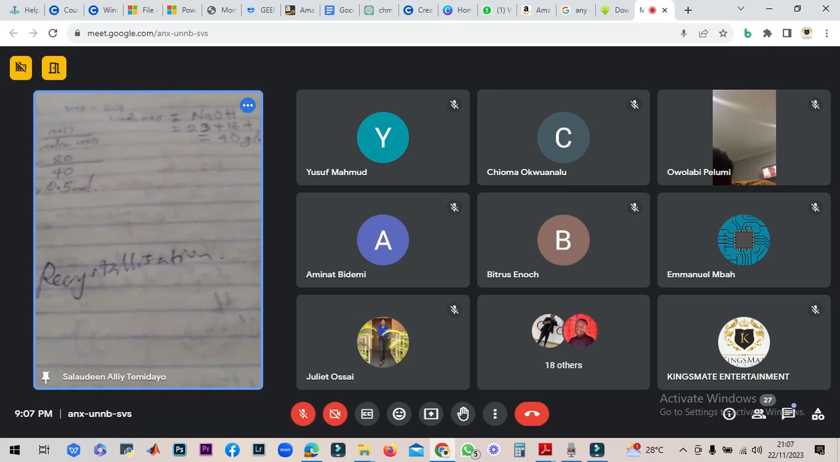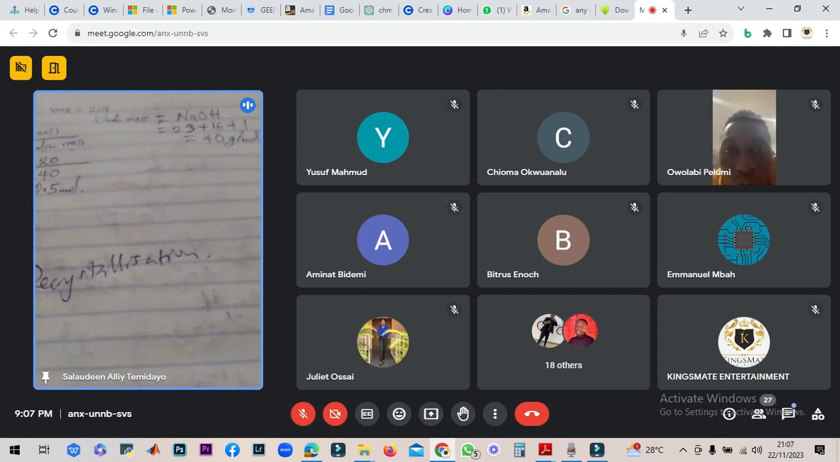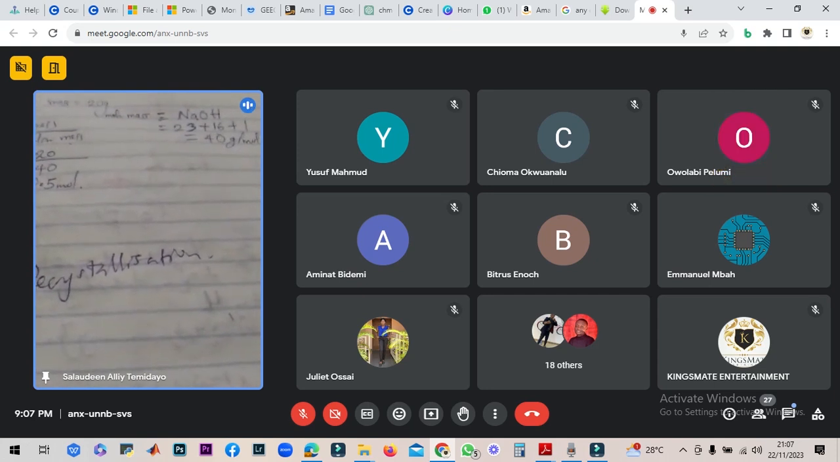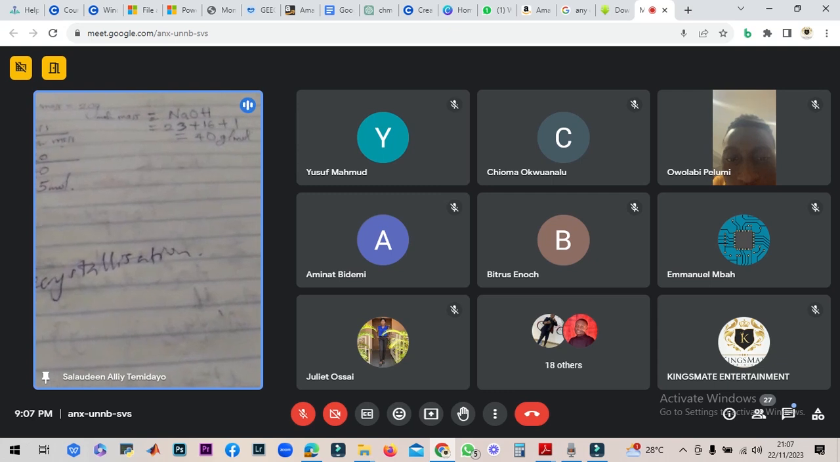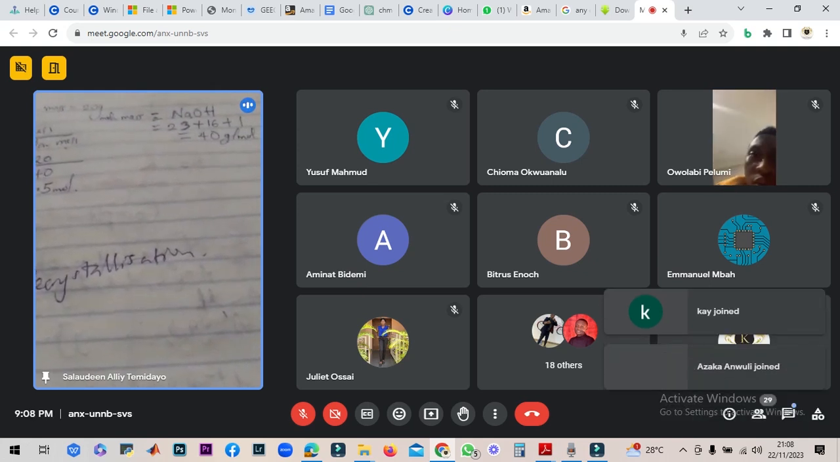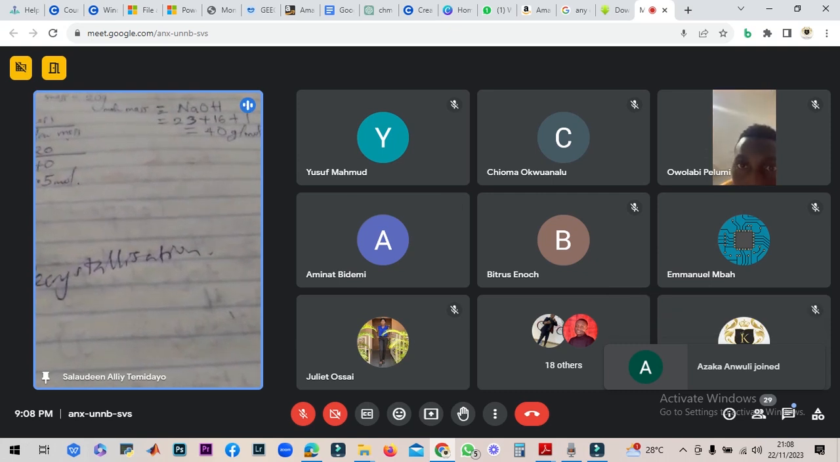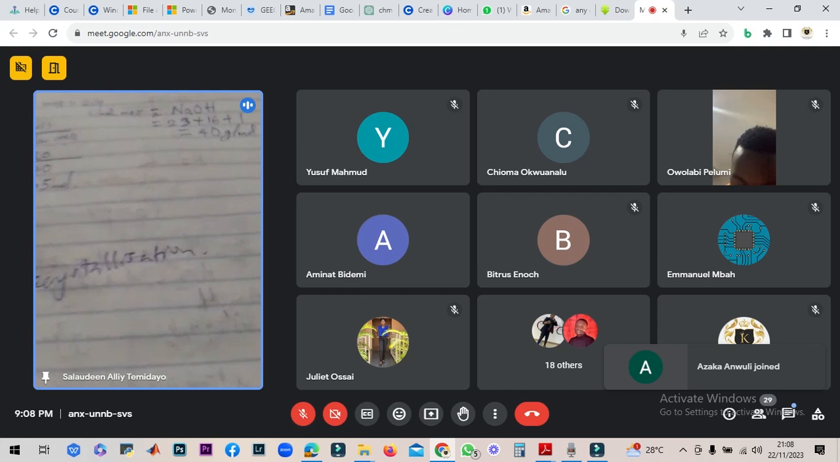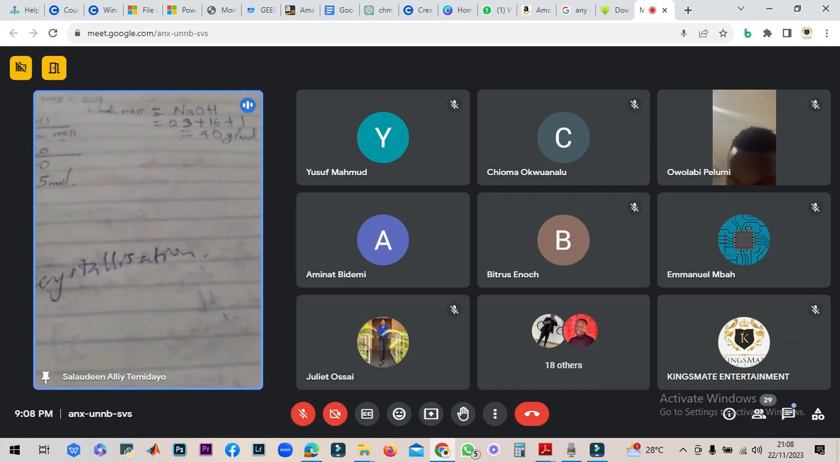Okay, we're still moving to question 6. Let's see if we can cover some few things before we finish this class. The separation technique employed to separate mixtures of two or more liquids with slightly different boiling points is called what? There's a difference in the boiling point, and that is what accounts for the distinction between them, like alcohol and water. They are miscible, but they have different boiling points.